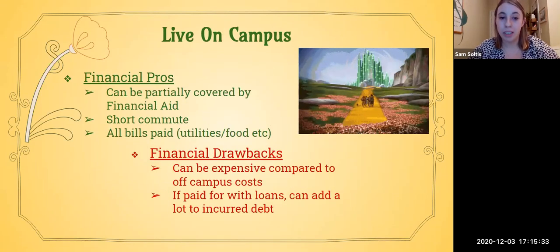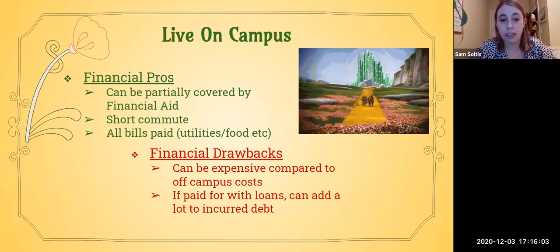And then living on campus. So a pro to this is that your financial aid can most likely be used towards your room and board. So that's already some money that you have to go towards housing. You will not have a long commute. You'll be right there. So you might not even have to pay for a car or a bus or anything like that. And then all bills are paid.